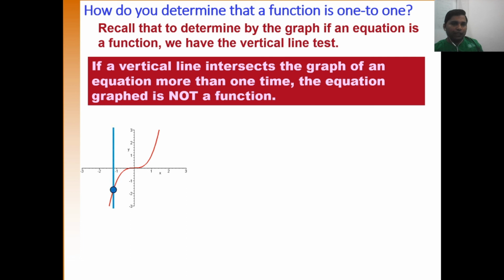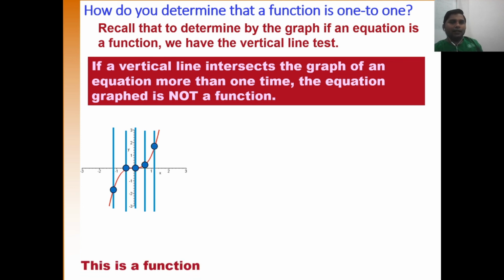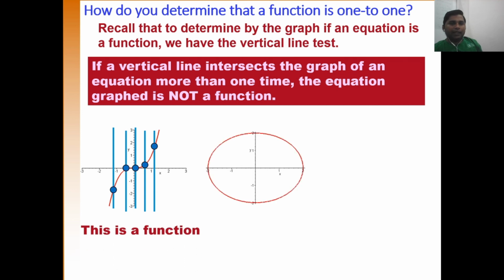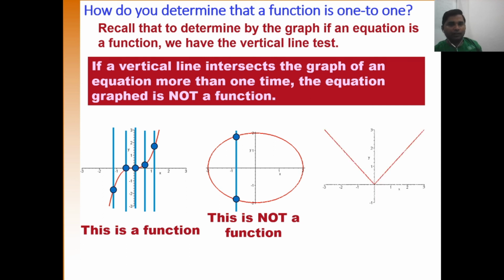So here, as you can see, if you draw a vertical line on the graph, you will find for each value of x you will get a unique value of y. So it is a function, right? This is a function. But this is the ellipse. If you draw a vertical line, this is not a function because for one value of x you are getting two different values of y. This violates the definition of the function, so it's not a function then.